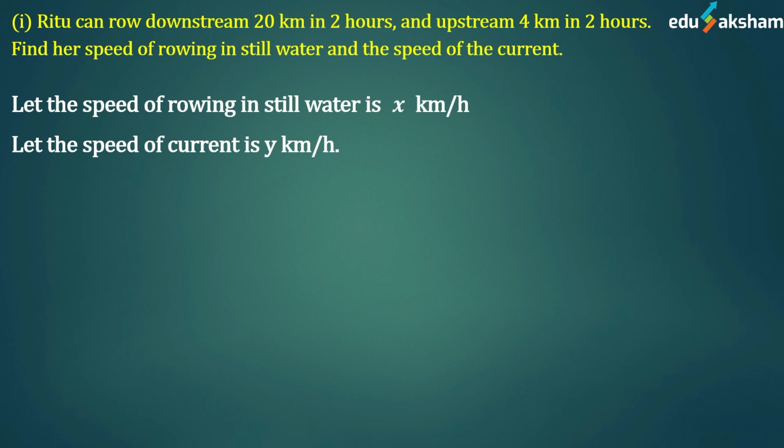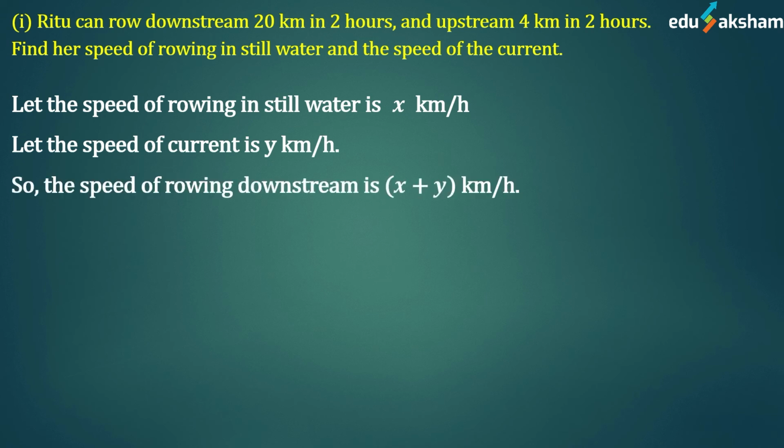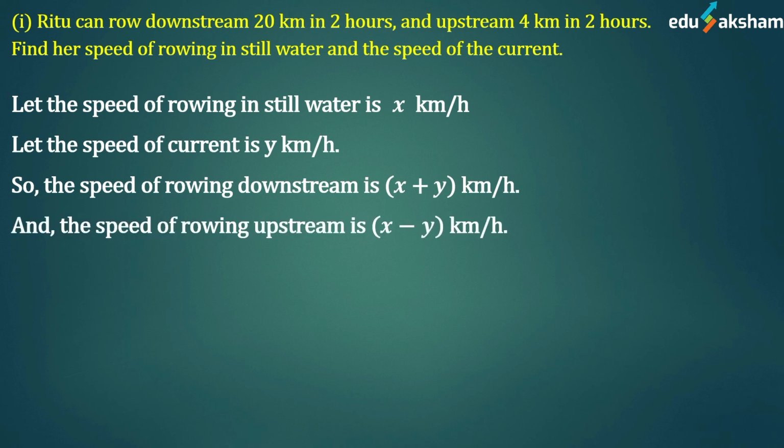जब ऋतु downstream travel कर रही है, इसका मतलब ये हुआ कि she is traveling along with the current, which means उसका relative speed होगा दोनों speeds का sum. Whereas जब ऋतु upstream travel कर रही है, उसका relative speed दोनों speeds का difference होगा. This is because she is traveling against the current. So the speed of rowing downstream will be x plus y kilometers per hour and the speed of rowing upstream is x minus y kilometers per hour.